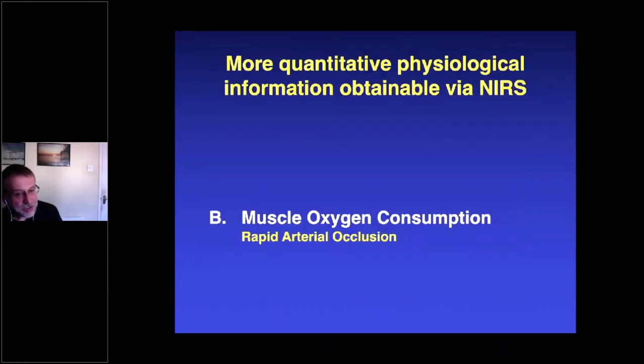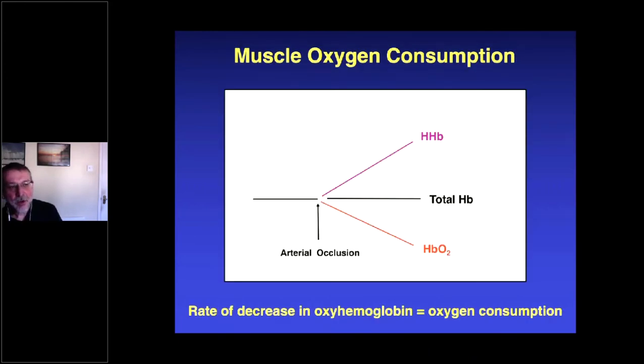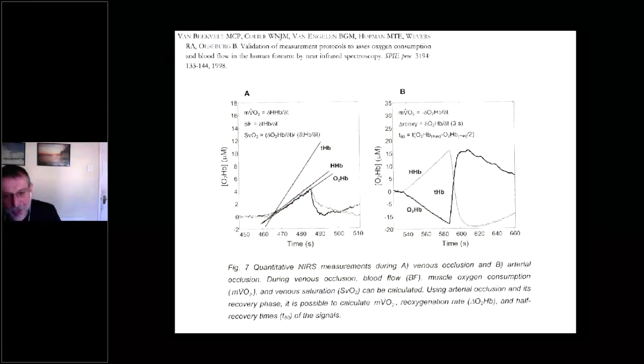If you're more extreme and do a rapid arterial occlusion, you can measure muscle oxygen consumption. That's because there's no blood flowing in, no blood flowing out. There should be no change in total hemoglobin. Oxygen will go down, deoxy will go up, and that will give you the rate of those changes, which should be the same as the rate of oxygen consumption by that tissue, and that's been validated.